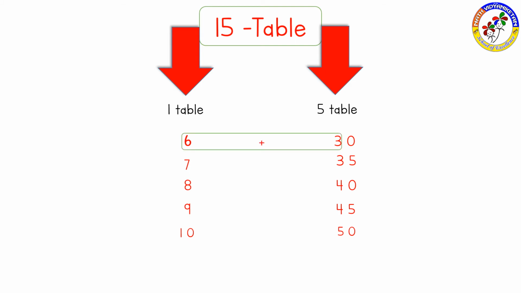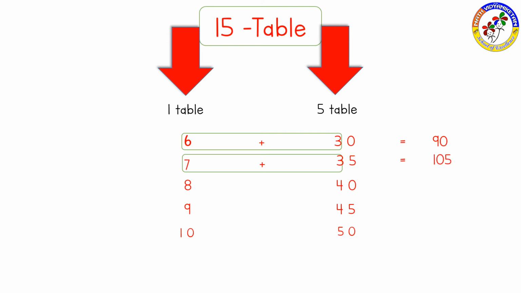6 plus 3 in the box. 6 plus 3 how much? 9, and write 0 as it is. That is 90. Now 7 plus 3. 7 plus 3 how much? 10, and write 5 as it is, that is 105.